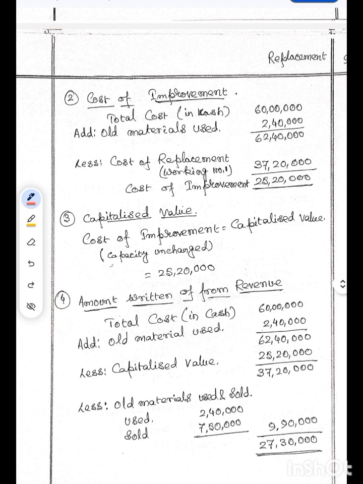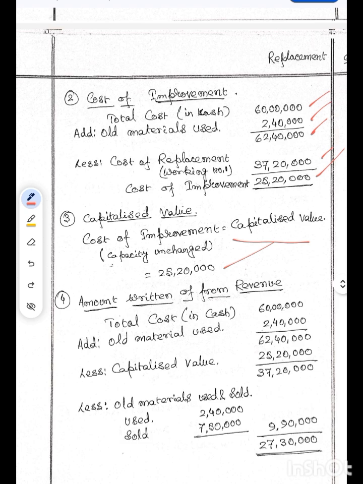Okay, next, that is working number 2. Cost of improvement is 60 lakh, that is given, and old material used was 2,40,000, that is also given in the problem. So the total comes to 62 lakh 40,000. Here we deduct the cost of replacement, 37 lakh 20,000. So cost of improvement is 25 lakh 20,000. Therefore, this cost of improvement is considered as the capitalized value, and therefore the capitalized value is 25 lakh 20,000.